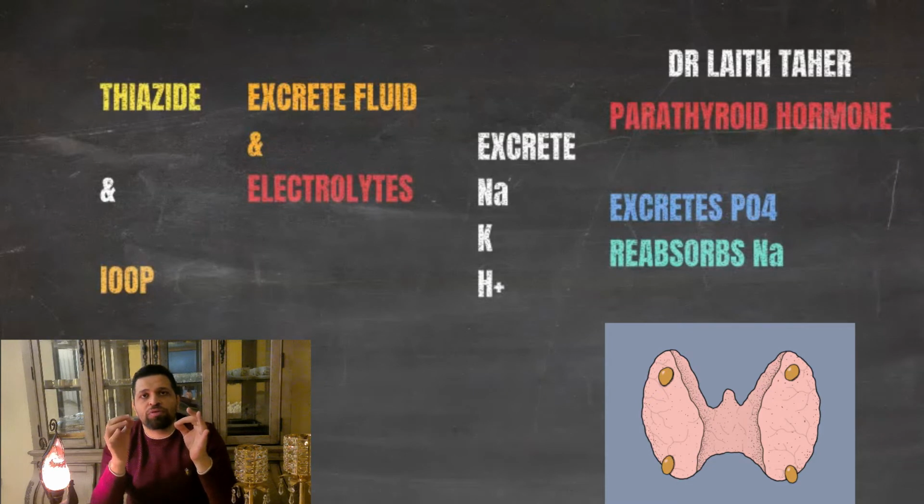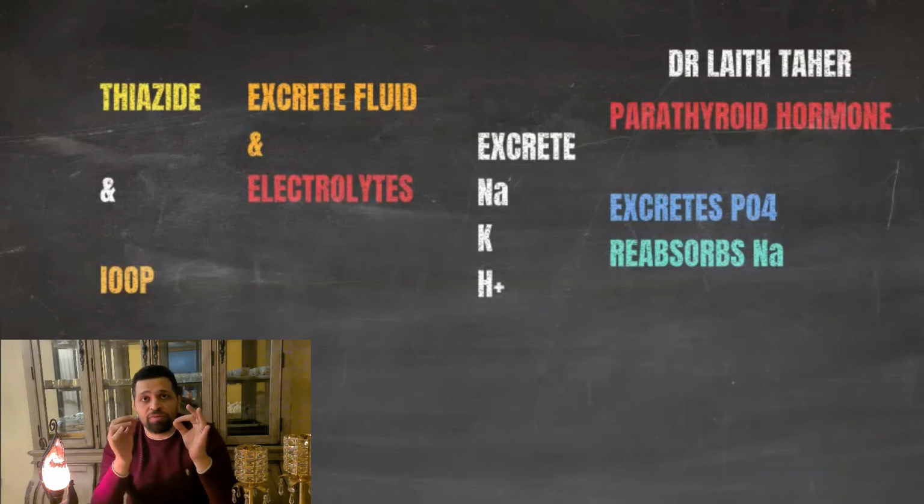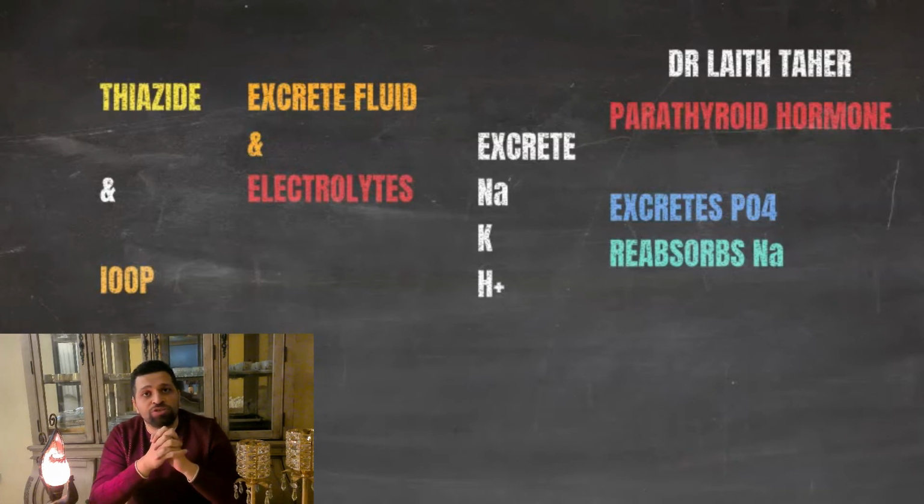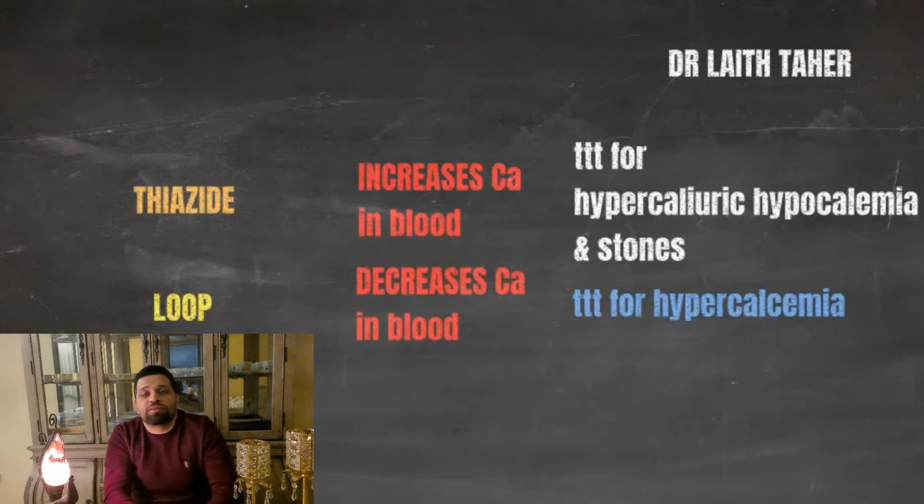We know that parathyroid hormone, secreted in the parathyroid gland, increases calcium and decreases phosphate in the body. So the thiazide works like parathyroid, increases calcium reabsorption, while the lasix or loop diuretics increase calcium excretion. So the thiazide causes hypercalcemia while lasix causes hypocalcemia. This is the only main difference.